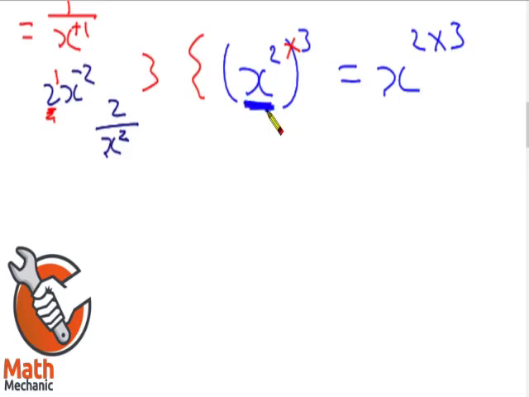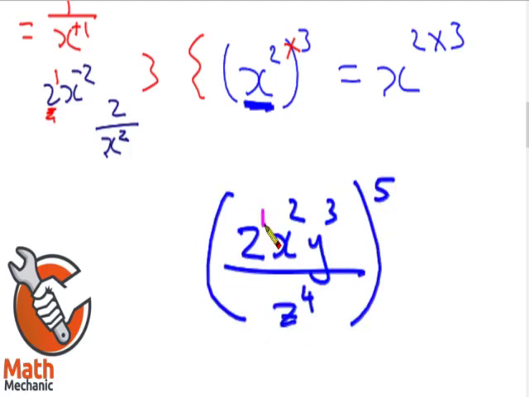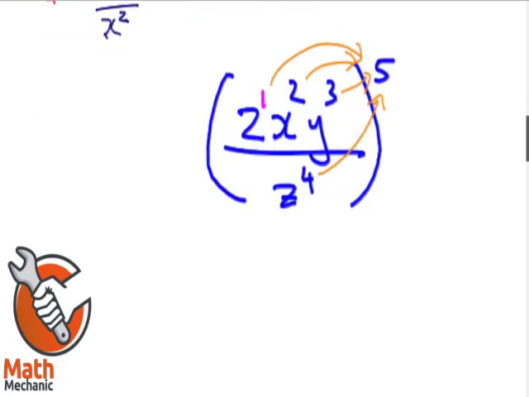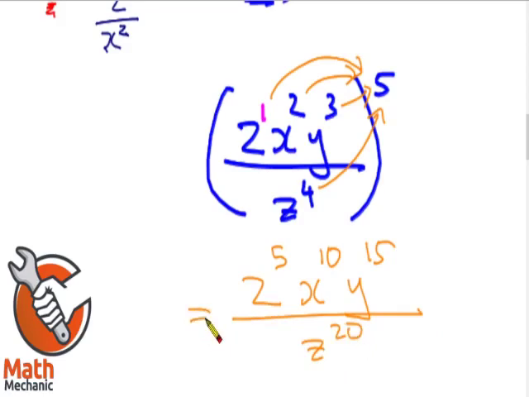If you have more than one term inside the brackets, so let's say for instance you have 2x to the power of 2, y to the power of 3 over z to the power of 4, everything in brackets to the power of, let's say, 5, again you need to see that the 2 has got an exponent of 1, even if it's not written there. And then you just simply multiply every one of the exponents with the exponent outside the bracket, which will give you an answer of 2 to the power of 1 times by 5 is 5, x to the power of 2 times by 5 is 10, y to the power of 3 times by 5 is 15, and z to the power of 4 times by 5 is 20, and that's your final answer.